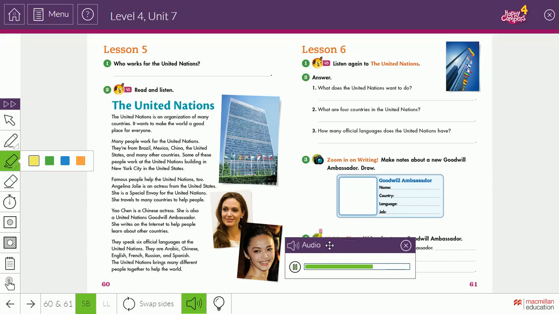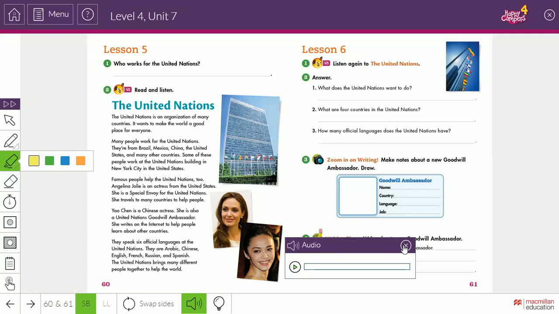Yao Chen is a Chinese actress. She is also a United Nations Goodwill Ambassador. She writes on the Internet to help people learn about other countries. They speak 6 official languages at the United Nations. They are Arabic, Chinese, English, French, Russian, and Spanish. The United Nations brings many different people together to help the world.